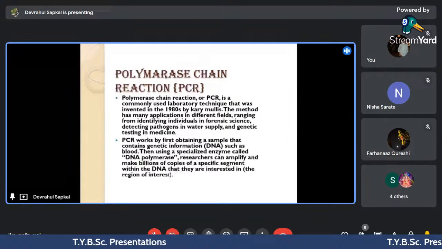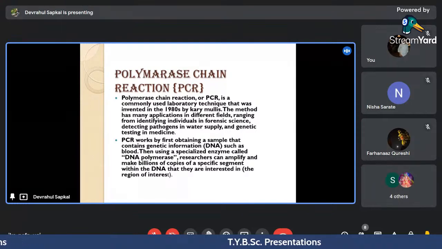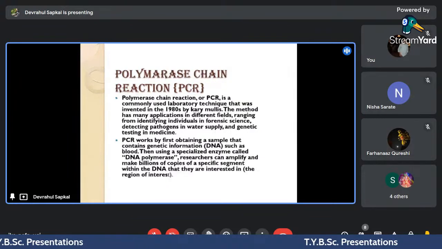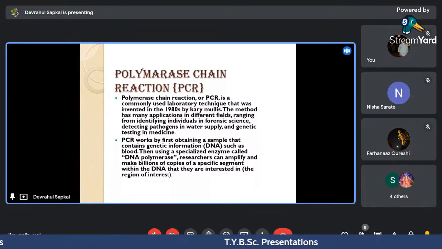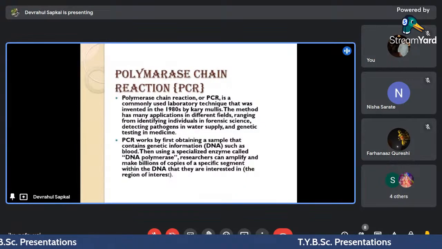The method has many applications in different fields, ranging from identifying individuals, forensic science, detecting pathogens in water supply, and genetic testing in medicine. PCR works by first obtaining a sample that contains genetic information, DNA, such as blood, then using a specialized enzyme called DNA polymerase. Researchers can amplify and make billions of copies of a specific segment within a DNA that they are interested in.